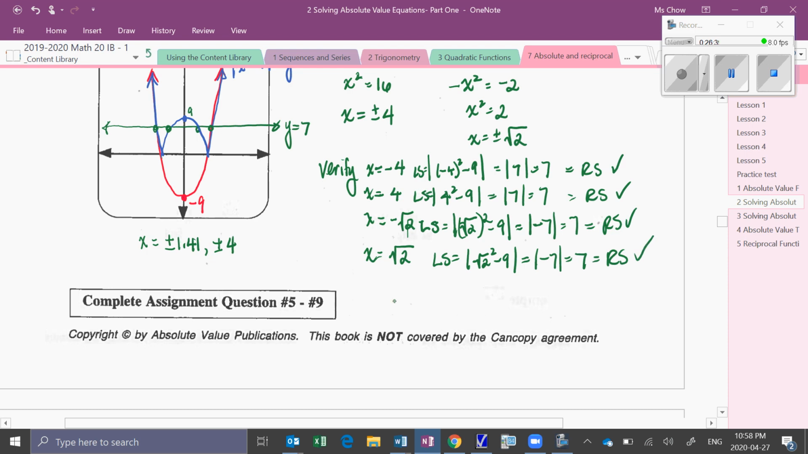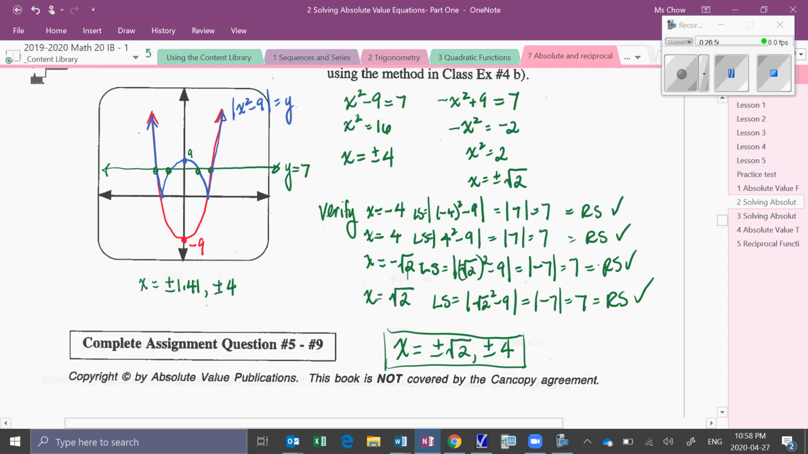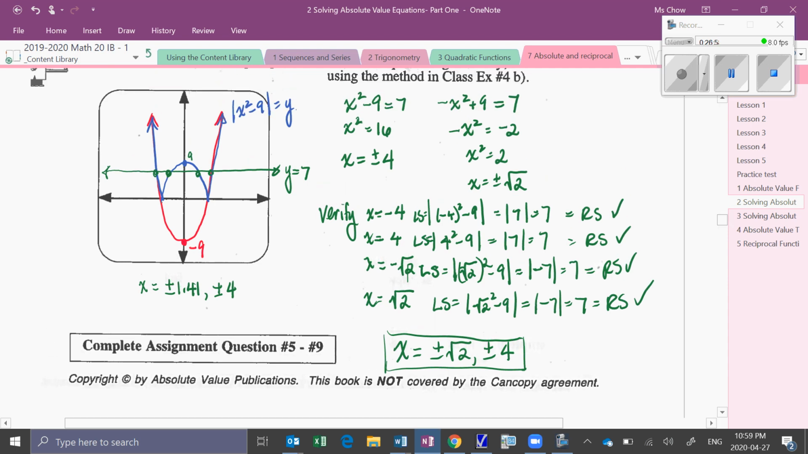We've got our 4 solutions, which are x equals plus or minus root 2 and plus or minus 4 in this particular case, and this is also a great example to show you why algebraically is going to give us our exact answers when decimal approximations will happen within our graph.